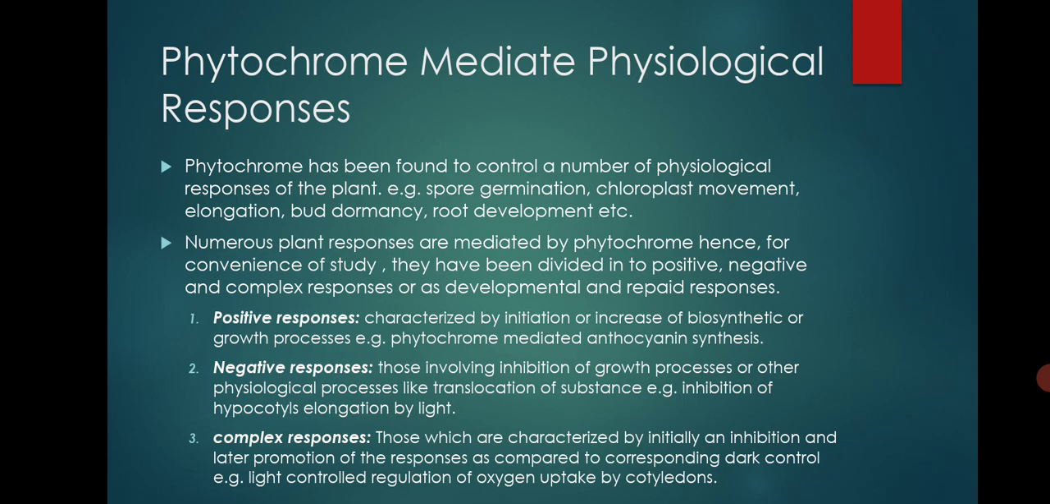नंबर वन, पॉजिटिव रेस्पॉन्सेज। तीन रेस्पॉन्सेज जो हैं यहाँ पे हैं, पॉजिटिव रेस्पॉन्सेज, नेगेटिव रेस्पॉन्सेज एंड कॉम्प्लेक्स रेस्पॉन्सेज। Positive responses are characterized by initiating or increase of biosynthetic or growth process, e.g. phytochrome mediated anthocyanin synthesis. Number 2, negative responses, those involving inhibition of growth process or other physiological processes like translocation of substance, e.g. inhibition of hypocotyl elongation by light. Number 3, complex responses, those which are characterized by an initial inhibition and later promotion of the responses as compared to the corresponding dark control, e.g. light controlled regulation of oxygen uptake by cotyledon.